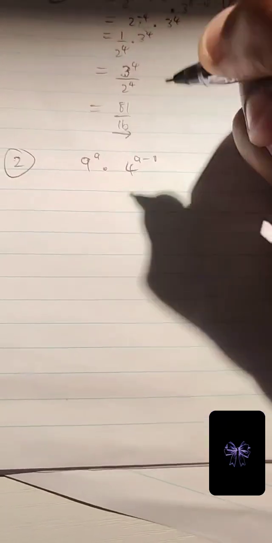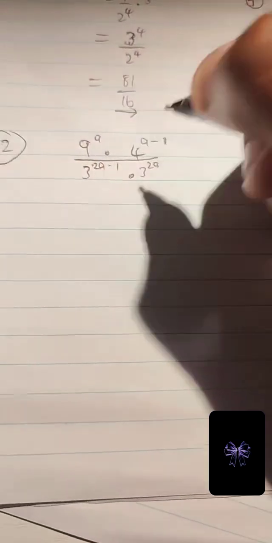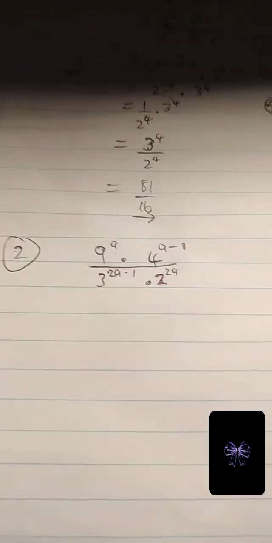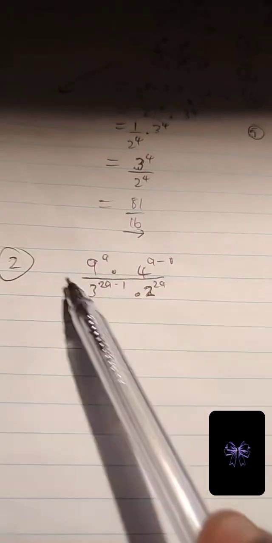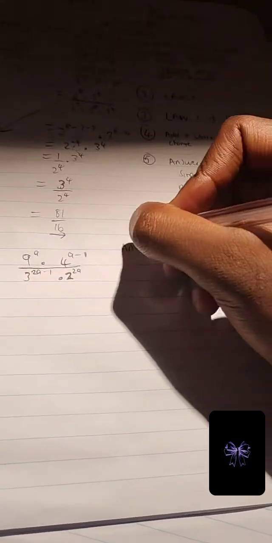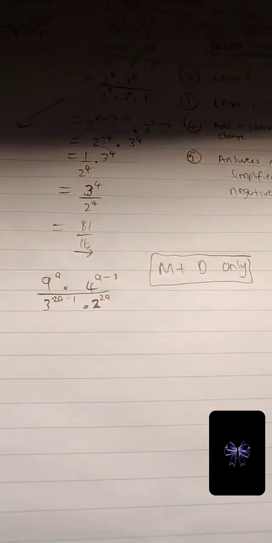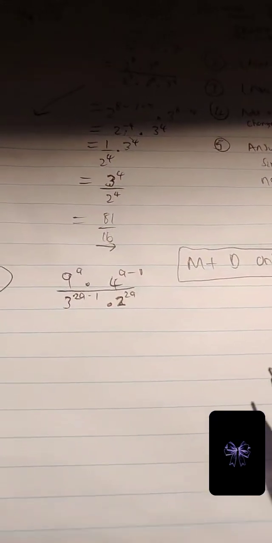9 to the power a times 4 to the power a minus 1, over 3 to the power 2a minus 1 times, sorry, 2 to the power 2a. So do you see what we have here? Our analysis tells us what? We are doing multiplication and division, M and D only. So we know in M and D only what we do with it.